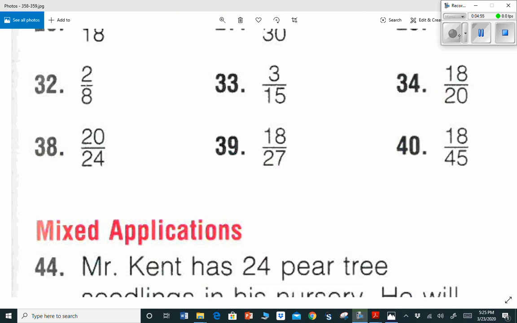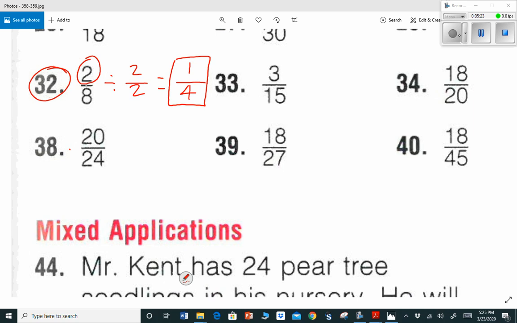Number 32. Every time, divided by fraction line equals fraction line. The biggest number you could possibly divide anything by is how big that numerator is. 2 is the greatest common factor of 2 and 8. It's not going to be any higher than that. 2 divided by 2 is 1, and 8 divided by 2 is 4. So your answer is 1/4. This one might be a little bit trickier.